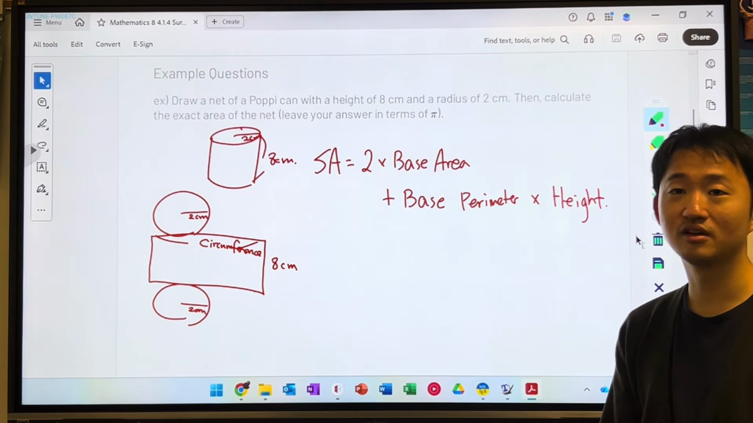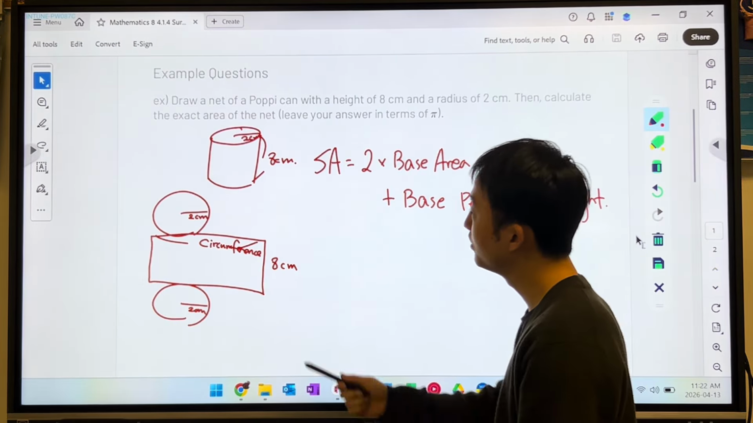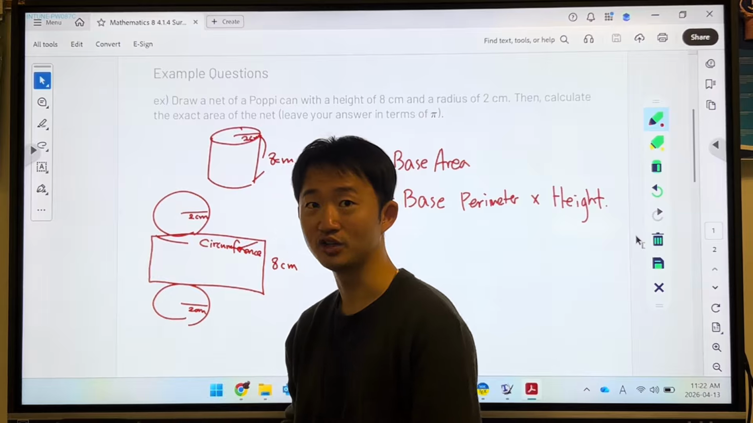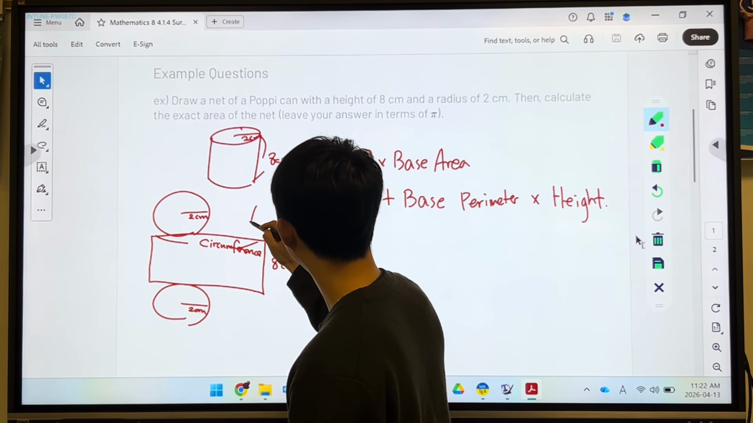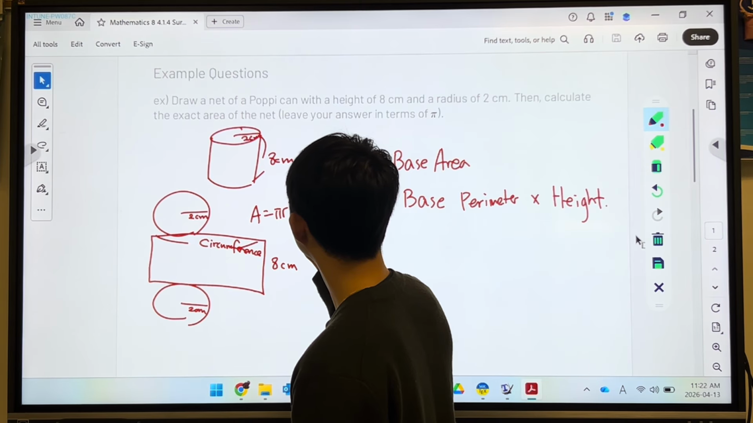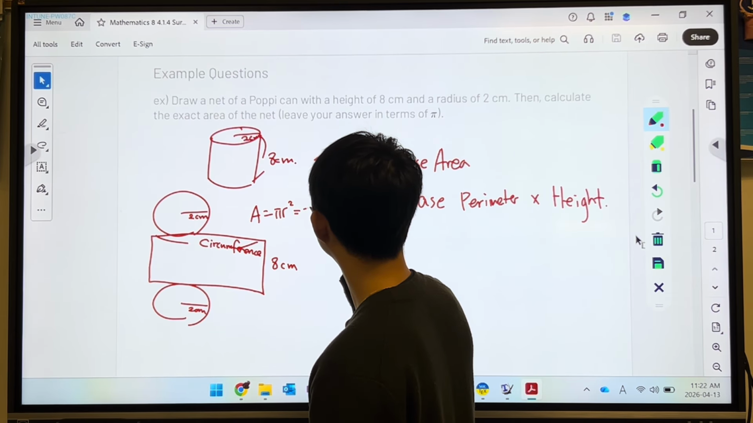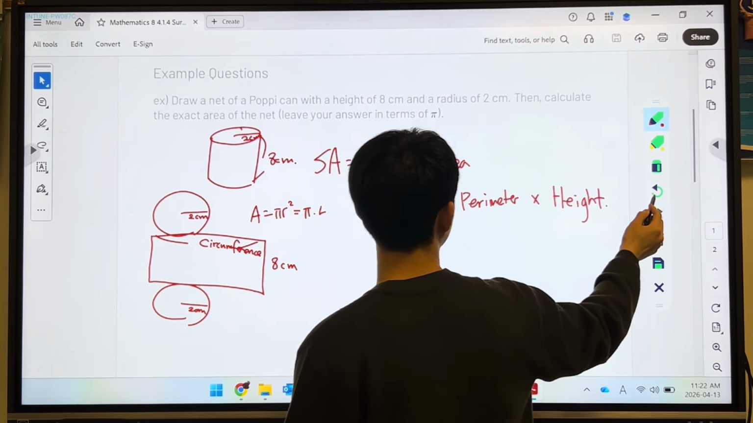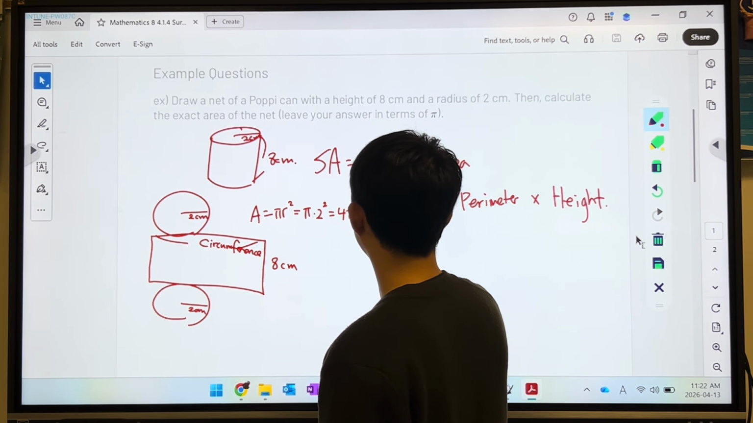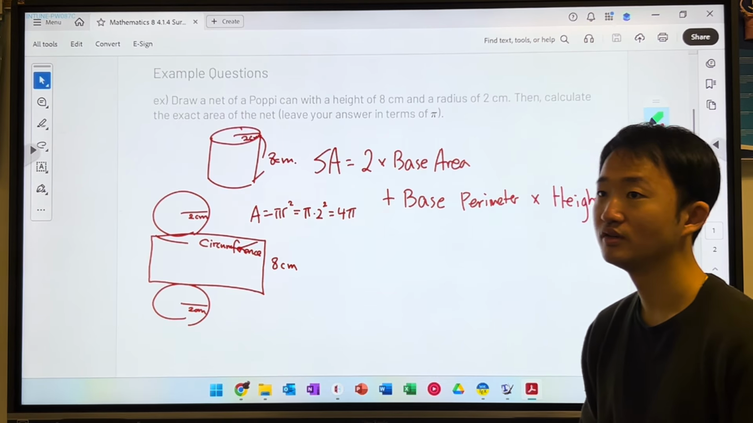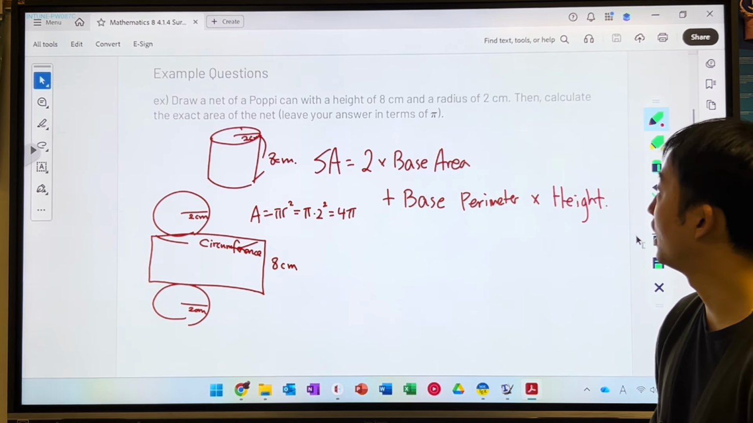So let's find out the base area. The base is a circle shape. So how do I find the area of a circle? The area of a circle is A equals pi r squared. So that's A equals pi times 2 squared, which is equal to 4 pi. So we know that the base area is 4 pi.